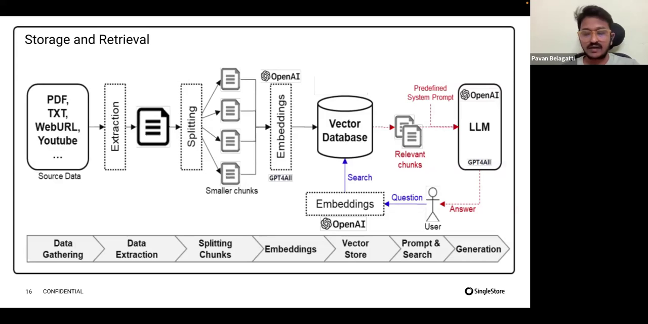And what about the retrieval? The user comes in and asks a question, a prompt. Even his question gets converted into an embedding. If you see here, his question also gets converted into an embedding, and it goes through the vector database to find the most approximately similar chunk. It retrieves the relevant chunk, and it goes back to the LLM, and that's how the answer is given back to the user. So first data gathering, next data extraction, splitting into chunks, then embeddings creation, vector storage, prompt and search, and then the output generation happens. So this whole thing can be divided into two parts: storage and retrieval.